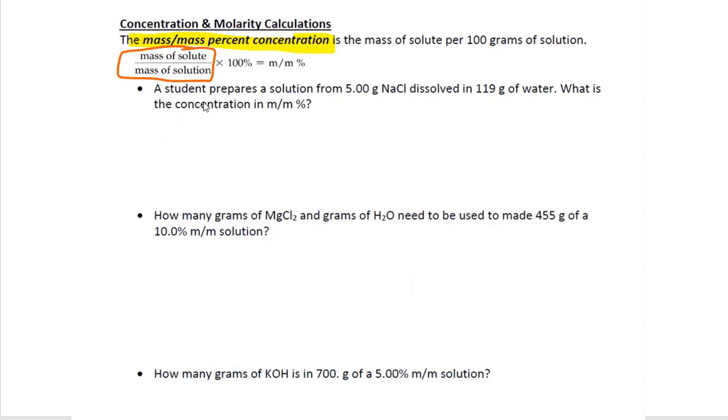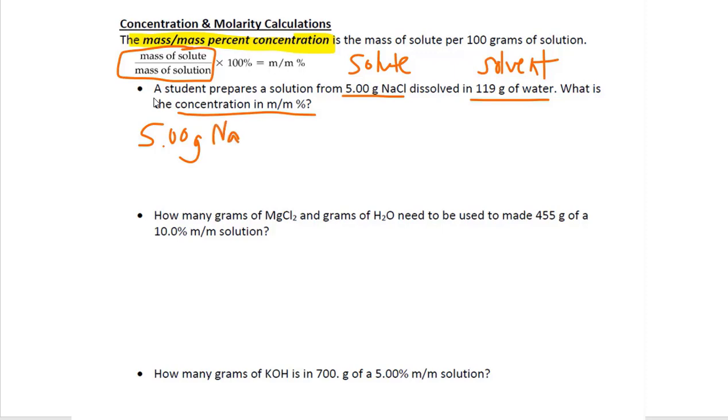So for example, if we have a student that's preparing a solution from 5 grams of sodium chloride dissolved in 119 grams of water. Well, we know that this is my solute, and if it's dissolved in that much water, that's my solvent. So I can get the mass of my solution because we know that solute plus solvent gives me that. So to find the concentration in mass percent, I'm simply going to do 5.00 grams of NaCl divided by my 5.00 grams plus 119 grams, and we're going to multiply that by 100.